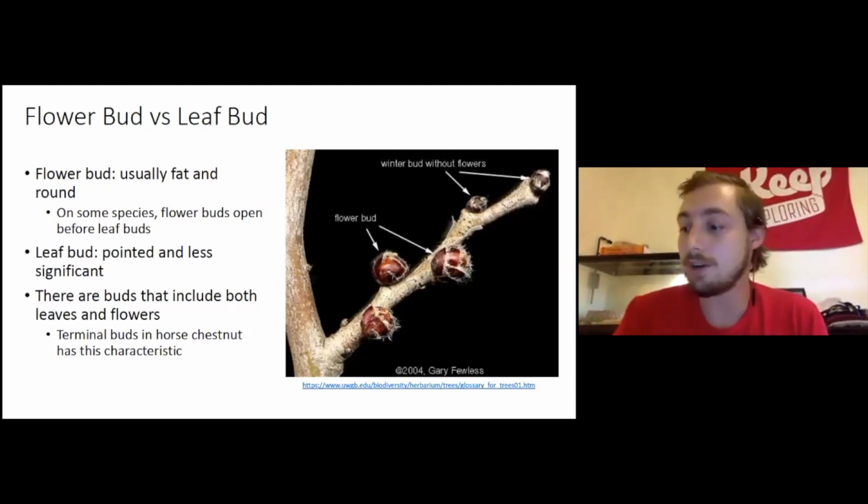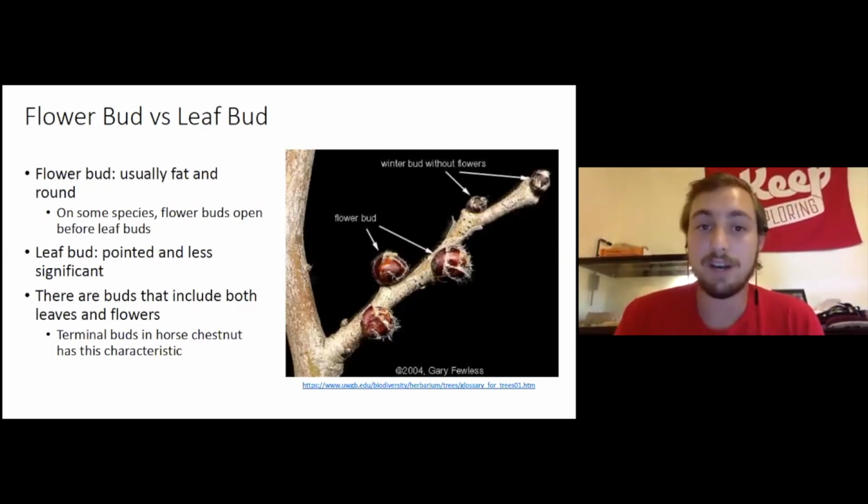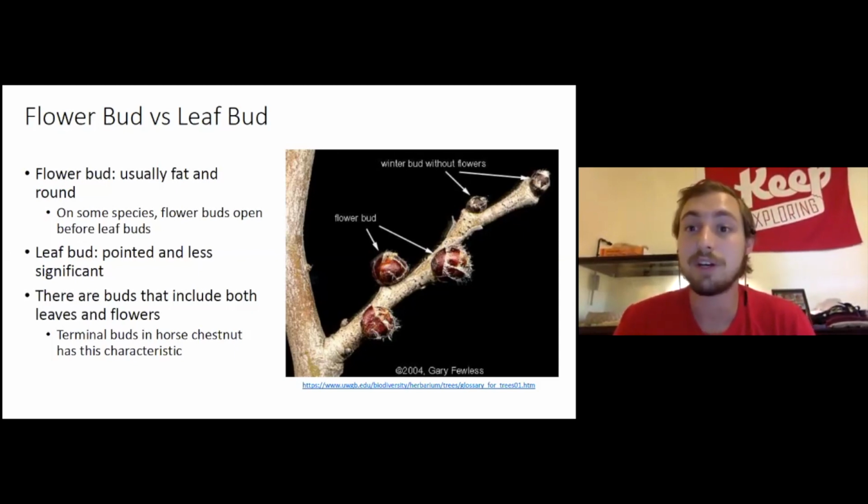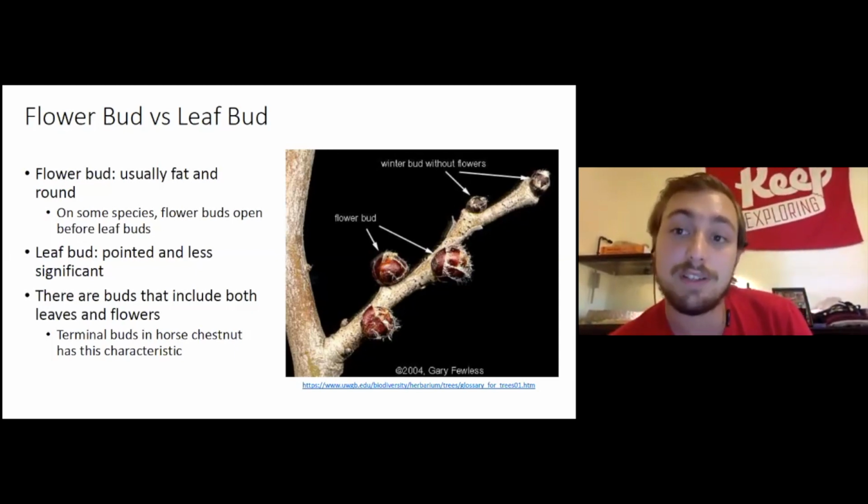So again, our flower bud versus leaf bud, just kind of a reminder of how they differ. Our flower buds are very conspicuous. They hold a lot in there, a lot of complicated features, such as just the inflorescence, the female and sometimes also the male reproductive structures for a flower. Whereas the leaf buds are much less significant, usually more pointed, whereas the flower buds are rounded. And sometimes we'll see an example of this today as well.